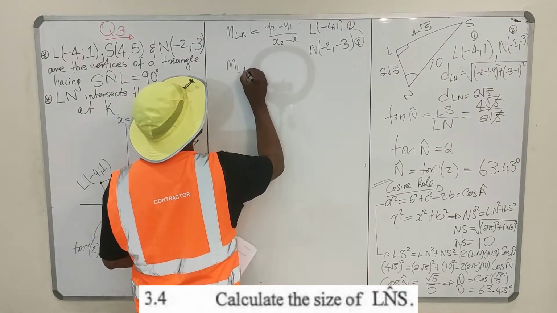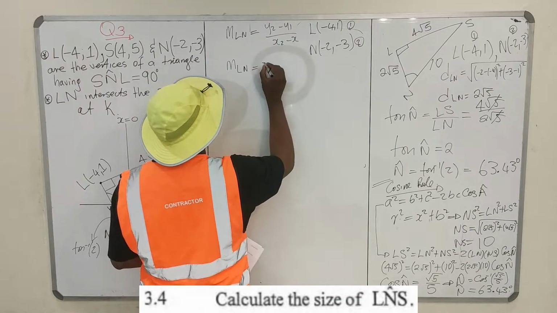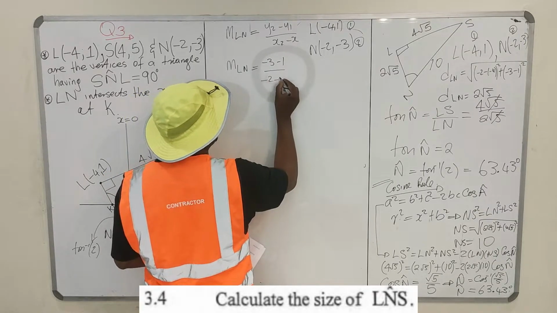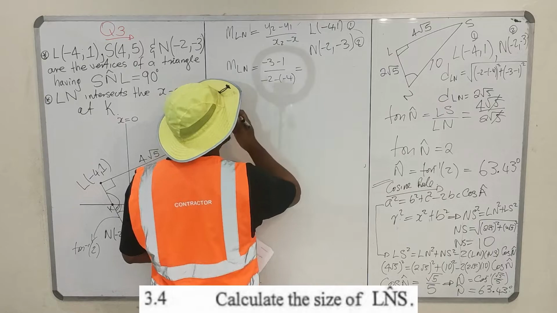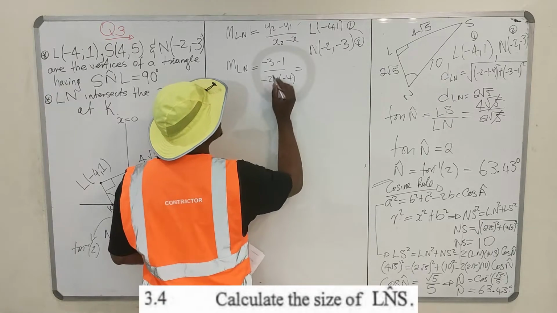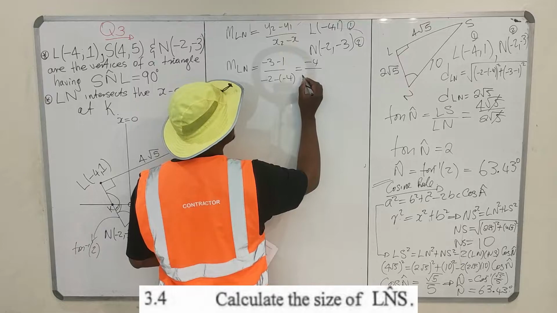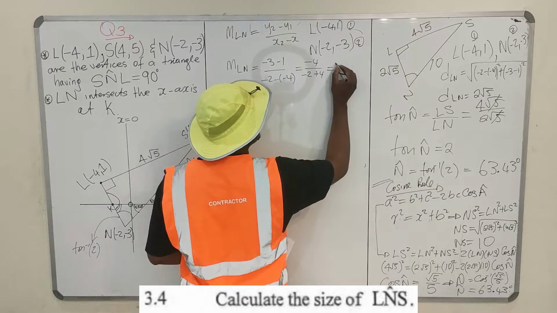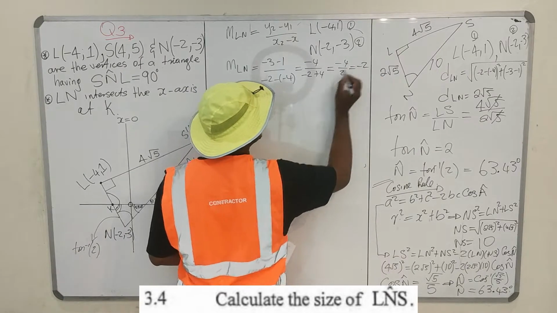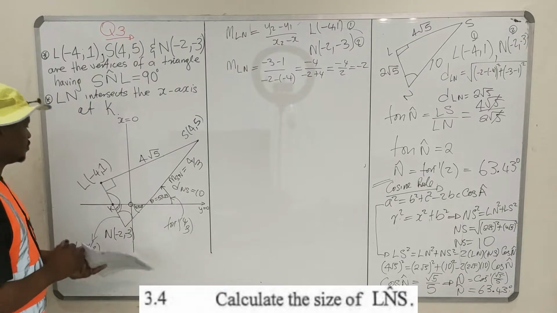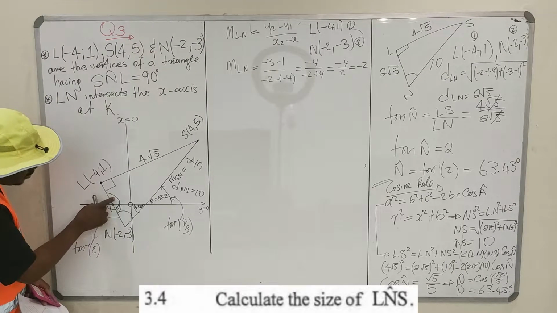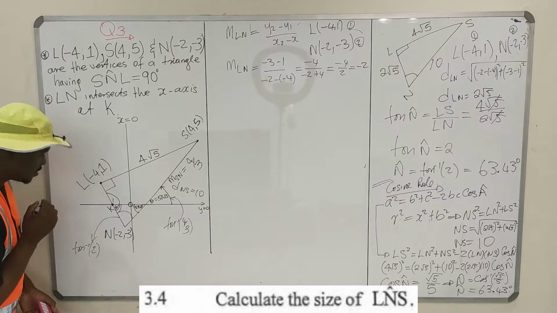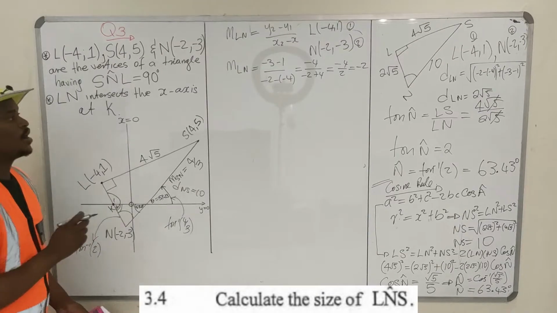So the gradient of Ln will be called what? It will be called minus 3 minus 1 divided by what? Minus 2 minus 4. So this becomes what? This becomes minus 4 over negative 2 plus 4. So this becomes minus 4 over 2. This becomes minus 2. Right? So this gradient is minus 2. Then find this angle of inclination that is here. Let's say this is K1. This is K number 2. Right? You want to find the angle of inclination K1.